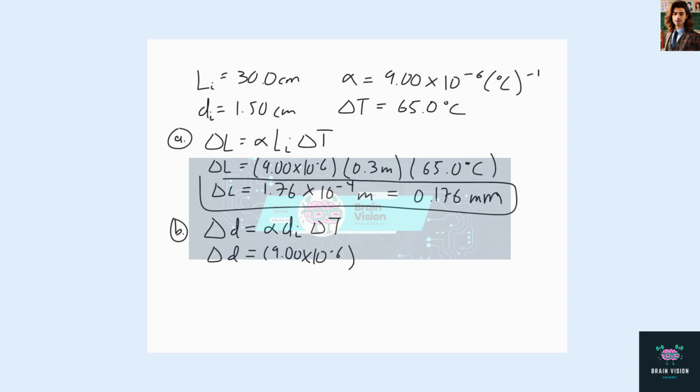Times 10 to the negative 6 for our initial diameter. Instead of 1.50 centimeters, that's about 0.015 meters. And our change of temperature is 65.0 degrees Celsius. And you should solve that the change in diameter is equal to 8.78 times 10 to the negative 6 meters, which is another way of writing 8.78 micrometers.